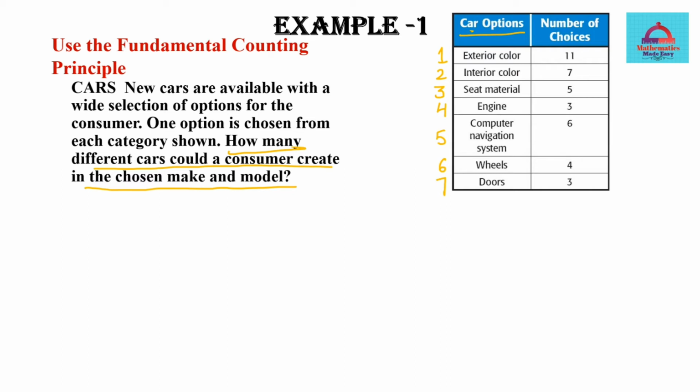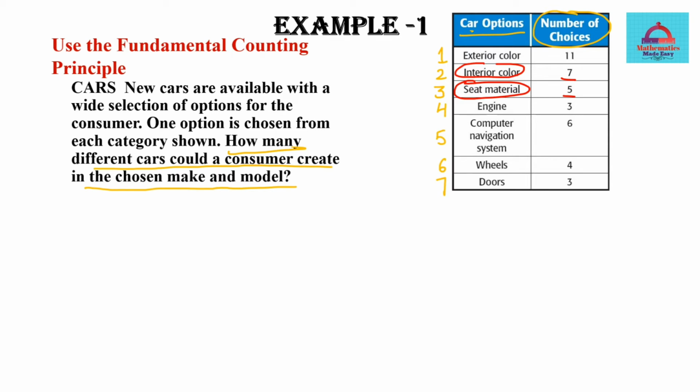And if you look at the table more closely, you will identify that for each possible car option, you have another different possible number of choices that you can make. Let me explain. For the first option, the exterior color, there are 11 different choices that you can make. For the next one, interior color, you have 7 choices. For the seat material, similarly, there are 5 choices, and so on. So at each option for the car, you have a different number of possible choices.